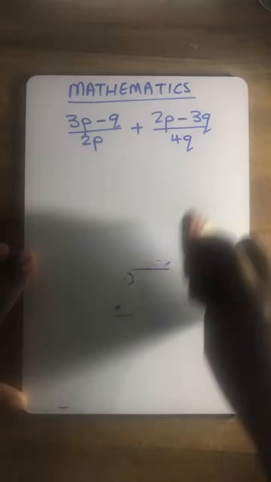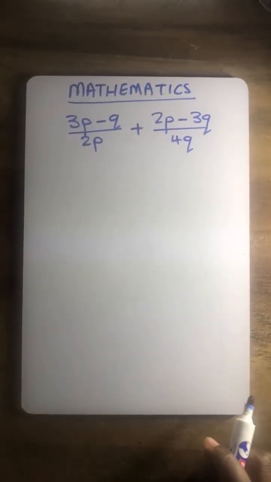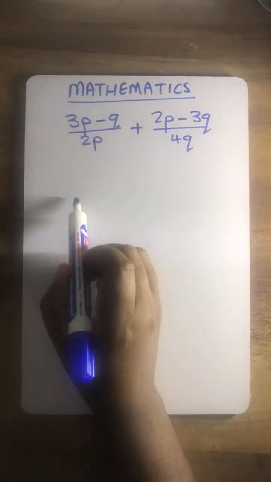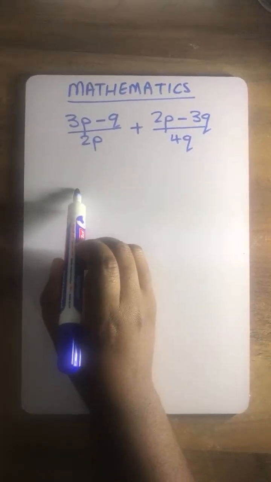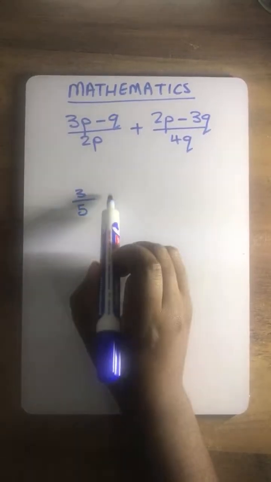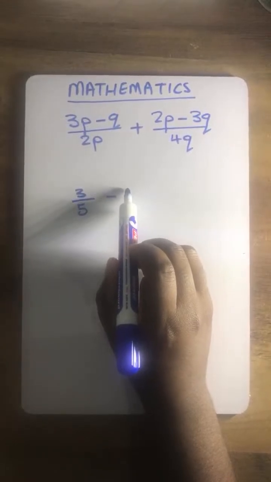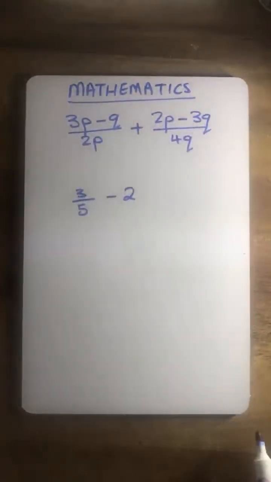Maybe very quickly, let's try to look at something similar to this. Maybe let's say we have 3 over 5 over there, and then let's do a minus there. What can we say on this one? Maybe let's say 2.